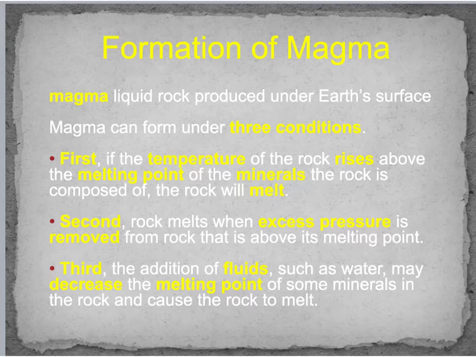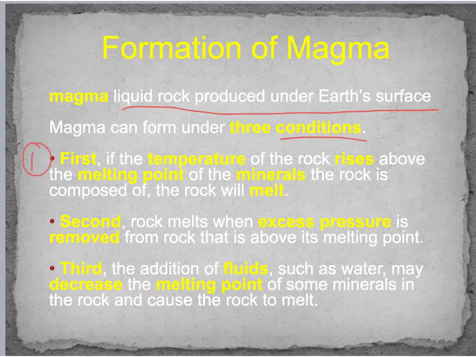When rock melts, it's called magma. So magma is liquid rock produced under the Earth's surface. Magma can form under three conditions, okay? The first, if the temperature of the rock rises above the melting point of the minerals the rock is composed of, the rock will melt, okay?